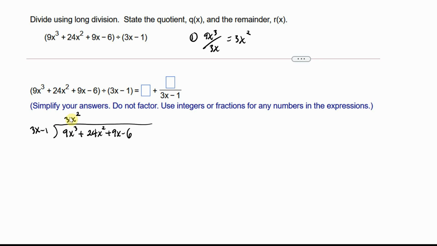Multiply the 3x squared times the 3x, we get 9x to the third. Multiply the 3x squared times the minus 1. We get minus 3x squared. Draw a line, subtract, becomes negative, becomes plus. Cancels out. Add these two, we get 27x squared. Bring down the next term.